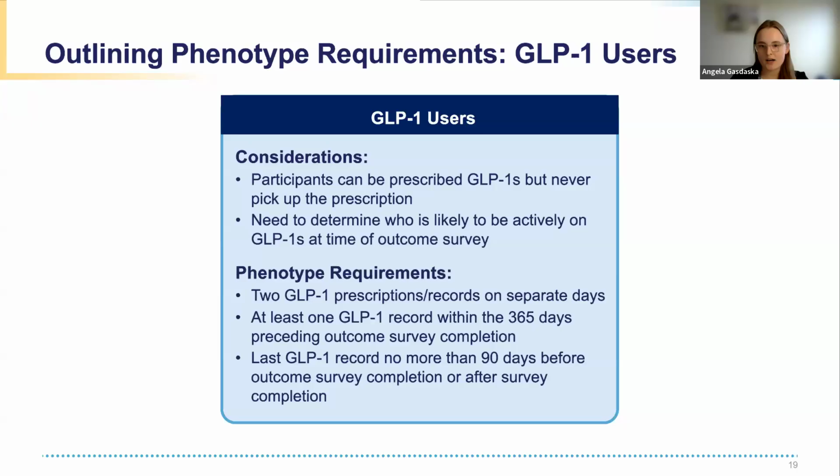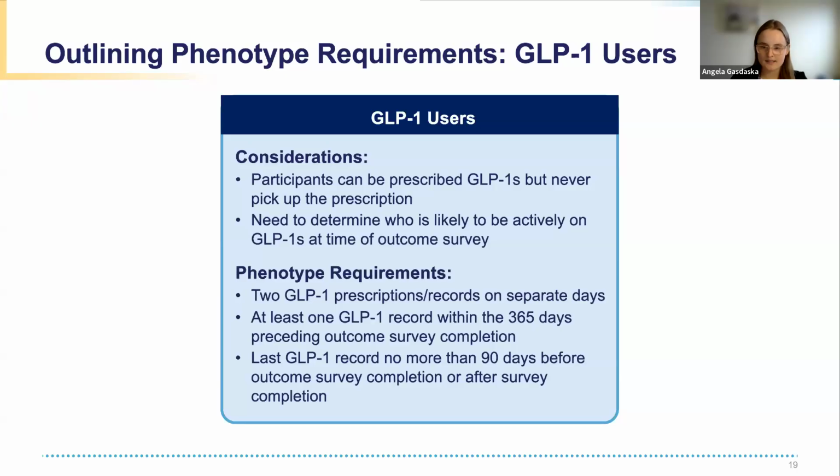But this helps to ensure people are actually filling prescriptions and they're not just unfilled prescriptions. Second, we required at least 1 GLP-1 record within 365 days before the survey. So we wanted evidence of GLP-1 use near the time of the outcome survey. And third, we wanted the last GLP-1 record to be no more than 90 days before the survey or after the outcome survey. And so this tight time window tries to capture active use of GLP-1 at the time that they were taking that alcohol use survey.